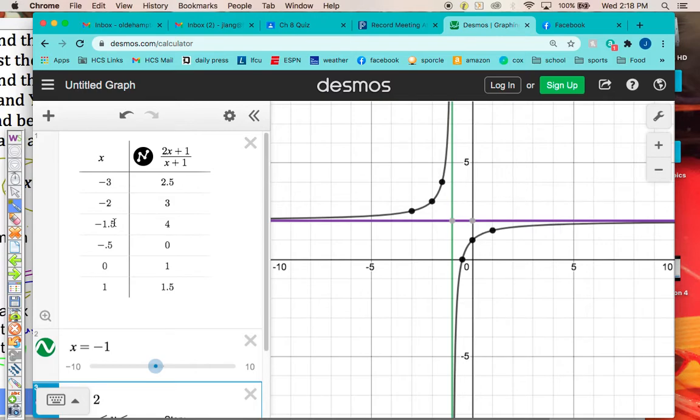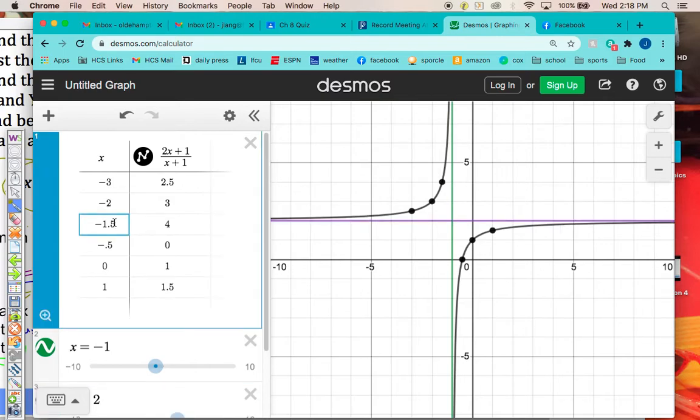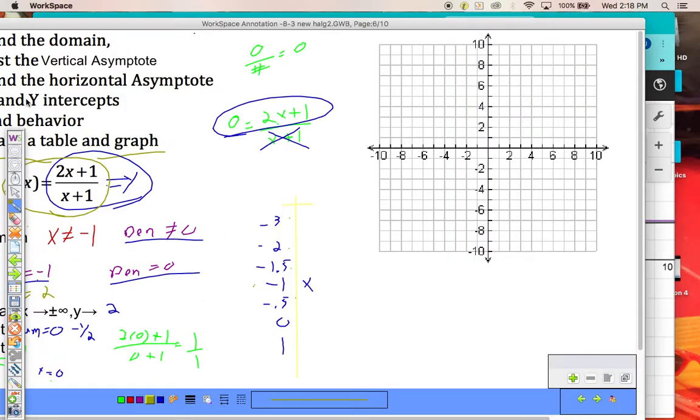So again, we're going to go a half on both sides of the vertical asymptote, then two more numbers. Those 6 points, 3 on each side of the vertical, is what we're going to graph. And we should look something like this on your paper. All right, so let's do another.